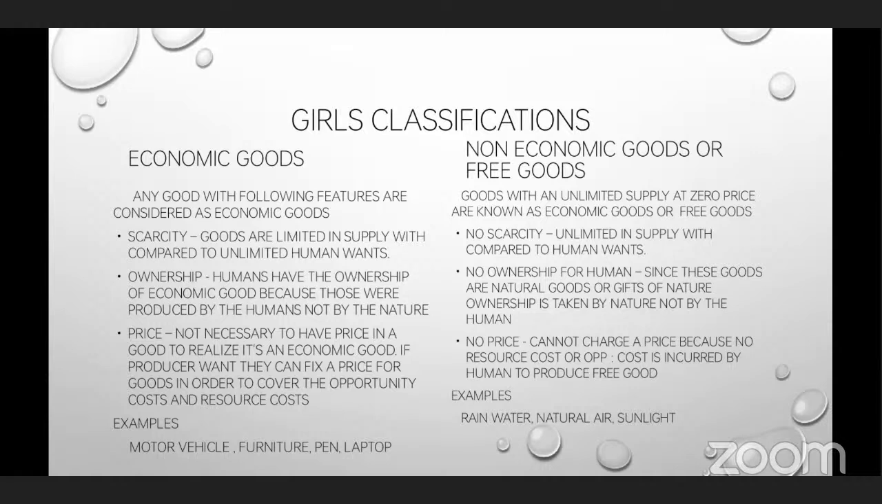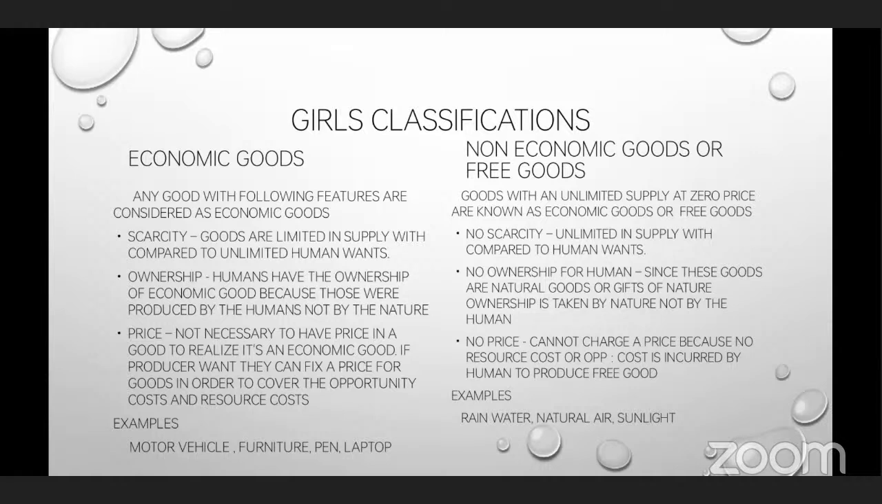Oh, price. It is not necessary for a good to have a price to be regarded as an economic good. If producers want, they can fix a price for goods in order to cover the opportunity cost and resource cost. We will see the examples: motor vehicle, furniture, pen, laptop.